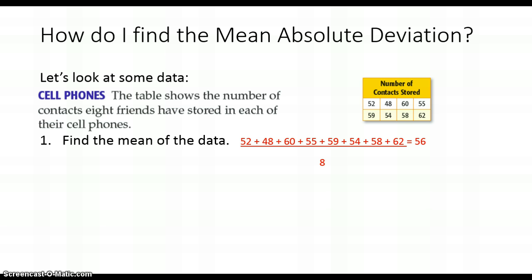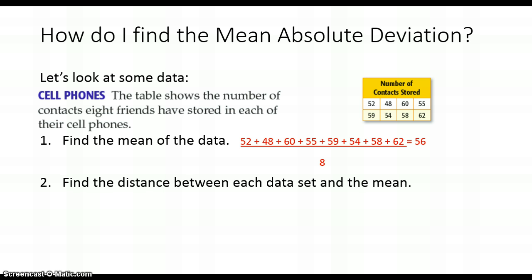There are 3 simple steps that I can take to find the mean absolute deviation. First, I need to find the mean of the data. So I would take all of those 8 data items, add them up, and divide by 8, and I would get 56. So 56 contacts is the average or mean for this data set. Step 2, once I've found the mean, I then need to go back and find the distance between each data item and the mean.